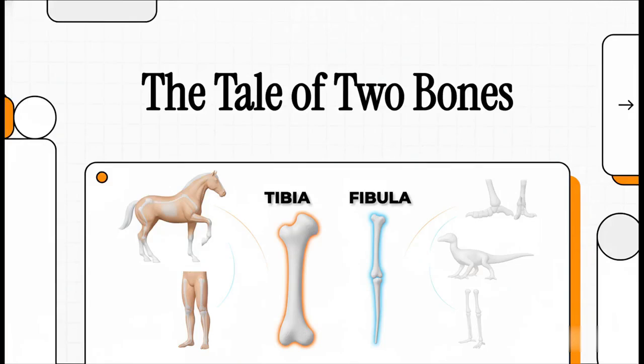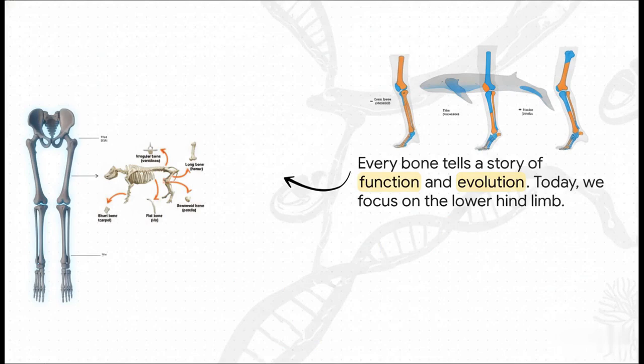Welcome. Today, we're jumping into the fascinating story of two crucial leg bones, the tibia and the fibula. We're going to see how their unique shapes and their little differences tell a really cool evolutionary story about the animals they belong to. Okay, let's dive right in.